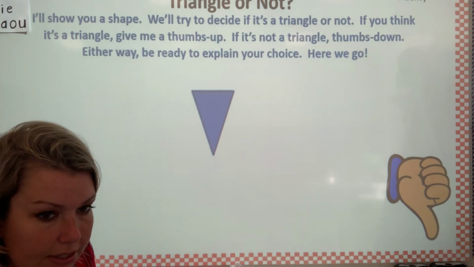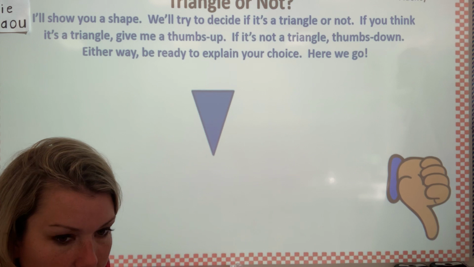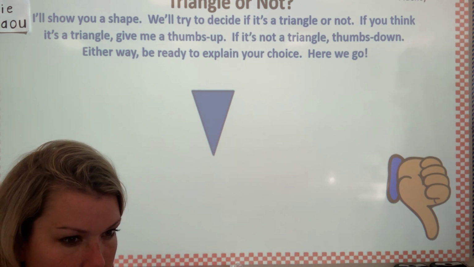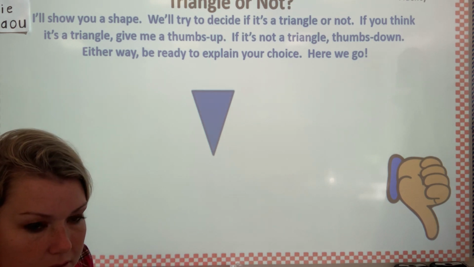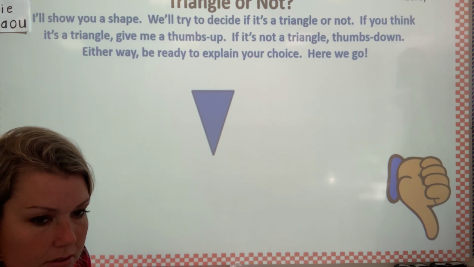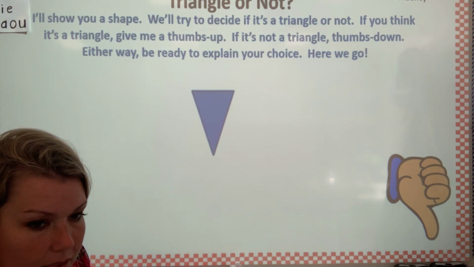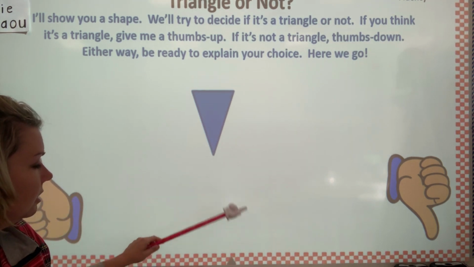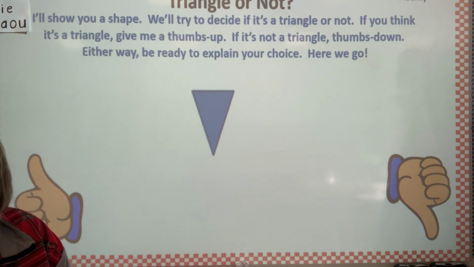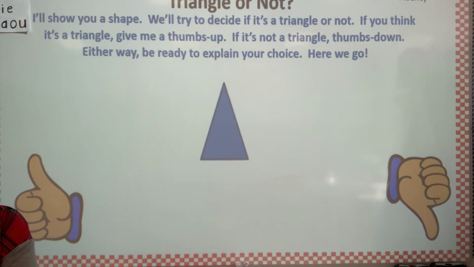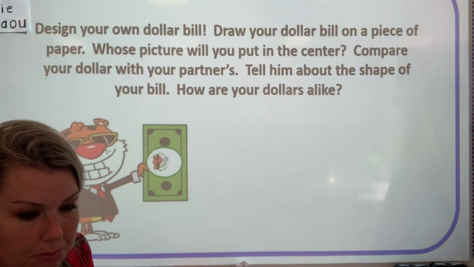Is this a triangle? Let's see. I want to call in a friend I have not called on. Elliot, is this a triangle? Yes. Why is it a triangle, Elliot? 3 corners, it's closed, and 3 sides. Awesome, Elliot. Great, fantastic. Okay, we're gonna skip ahead to the application problem.